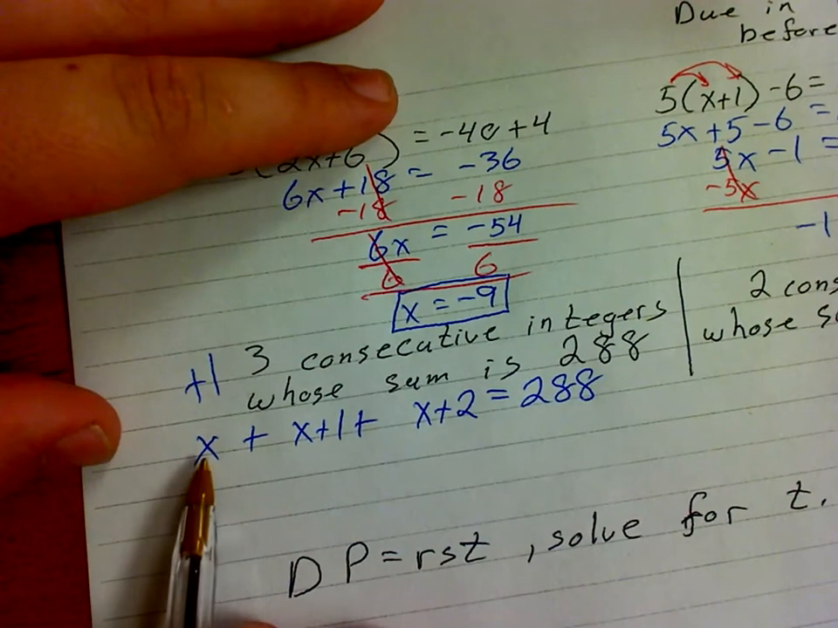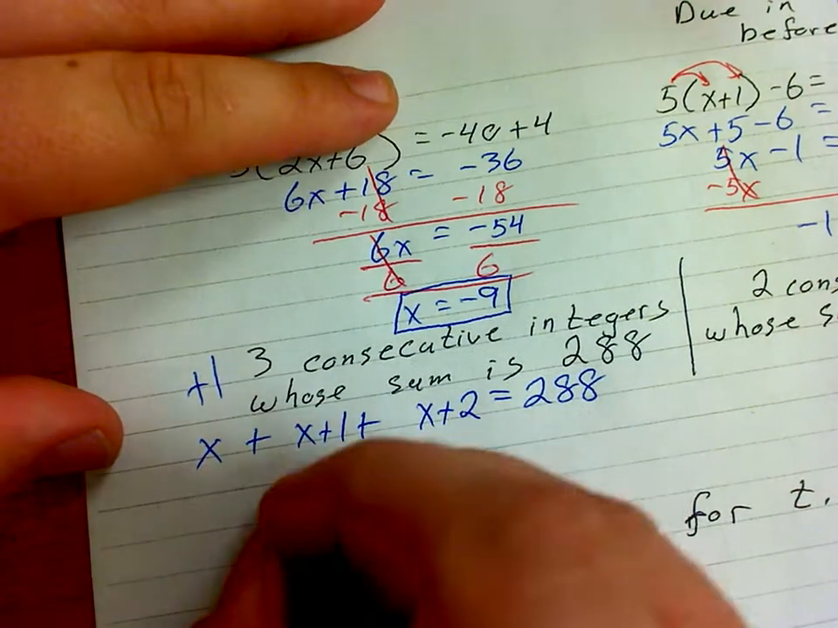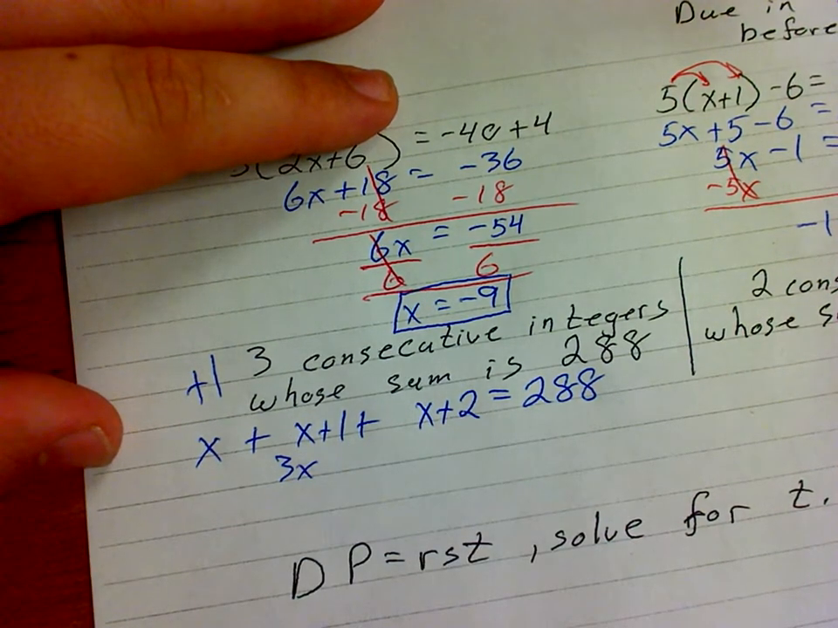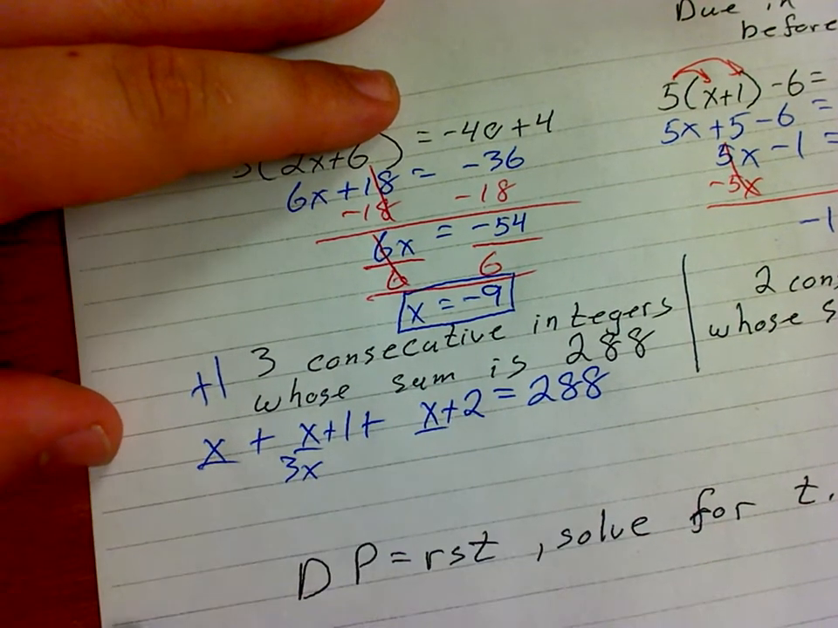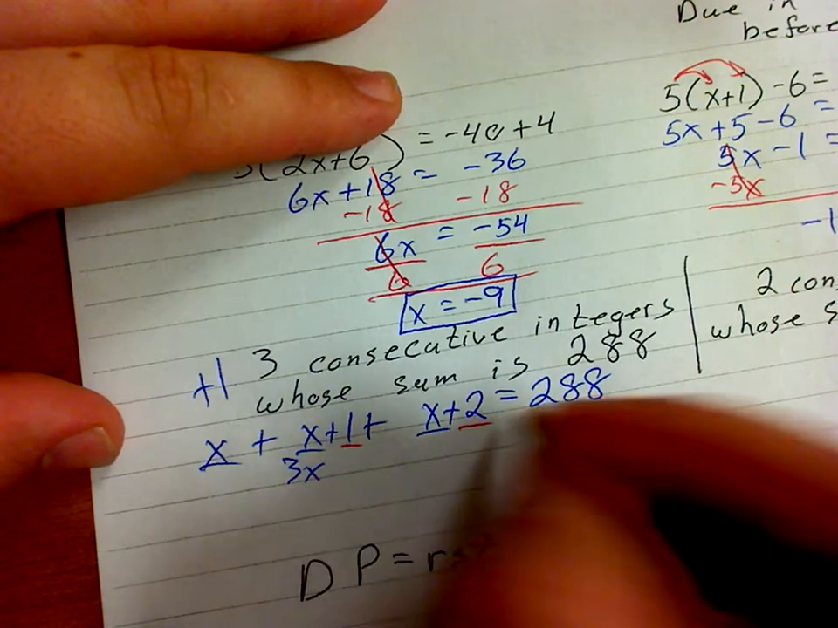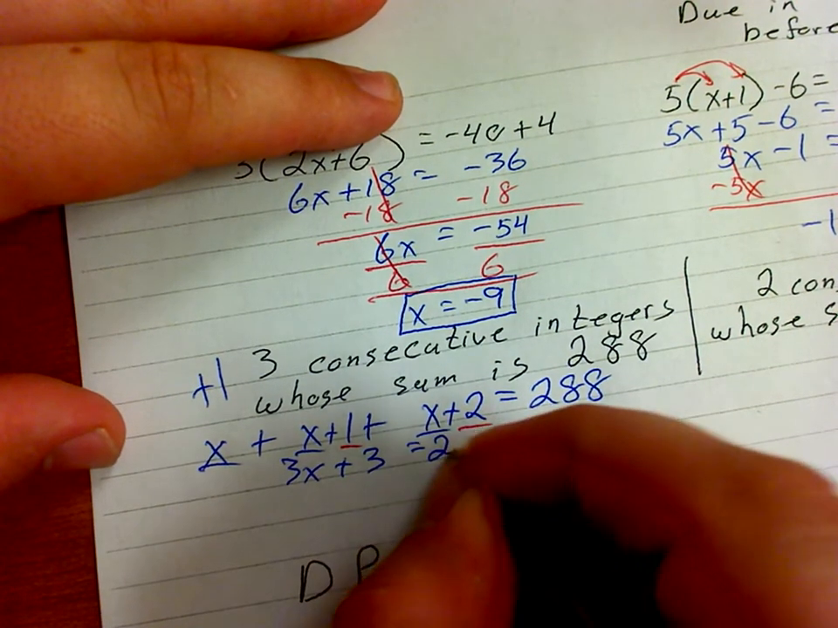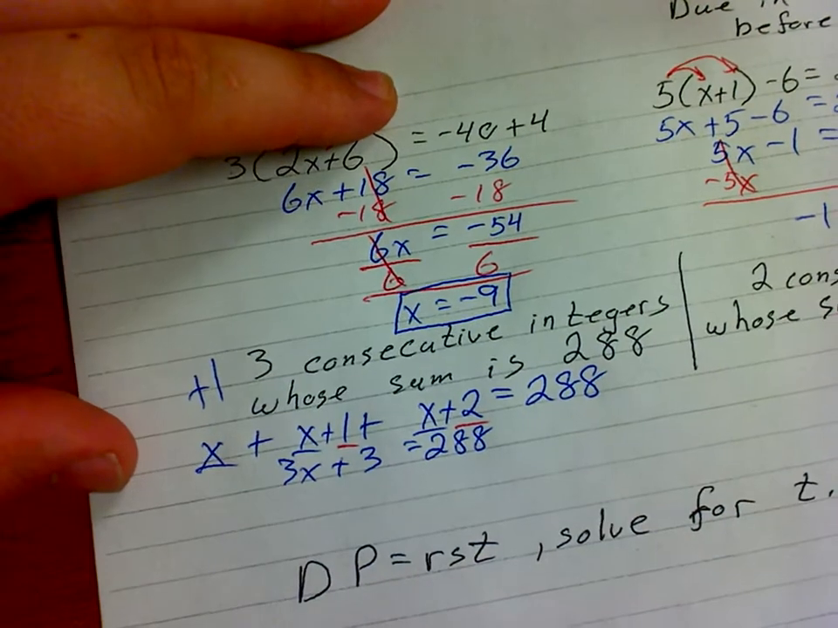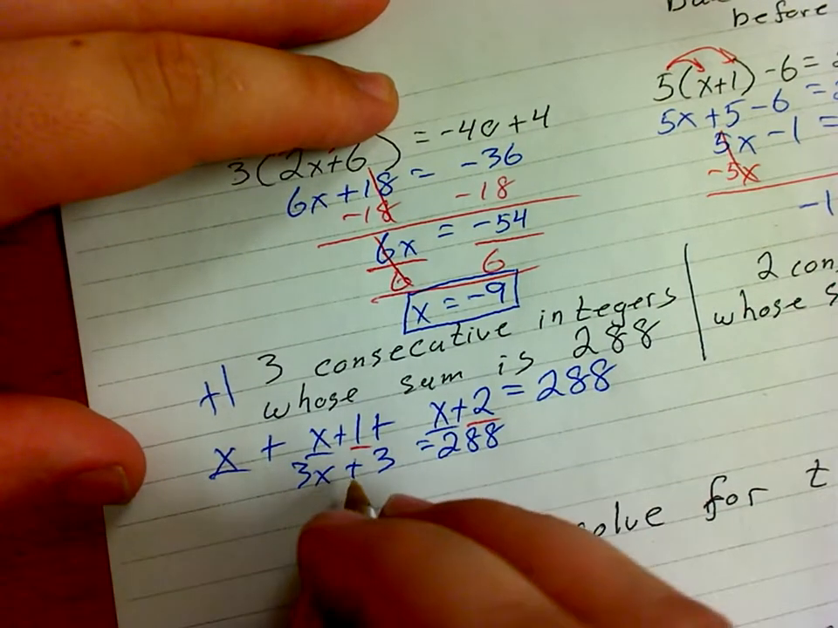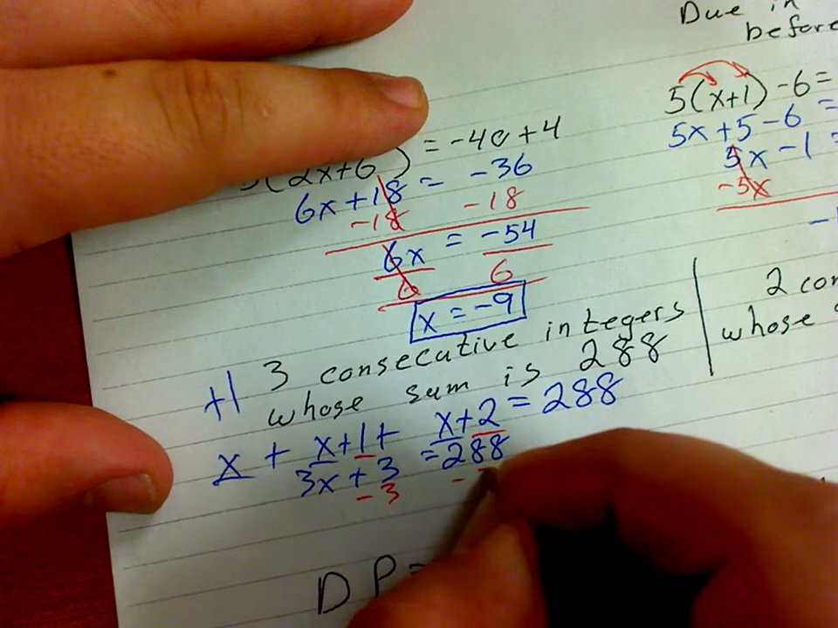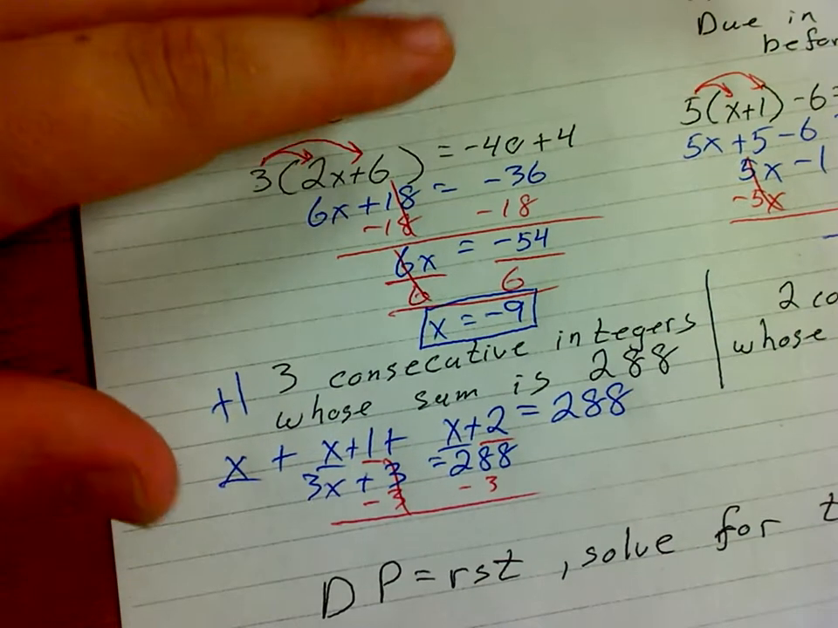So let's go ahead and combine like terms. I have 3 locations of an x: x, x, and x. That's going to give us 3x. Okay? Then our regular numbers, we have 1 and 2. We add those together, it's going to give us a 3, equal to 288. Then we go about our process here. We have 3x plus 3 is equal to 288. Get rid of plus 3 by subtracting 3 from both sides.